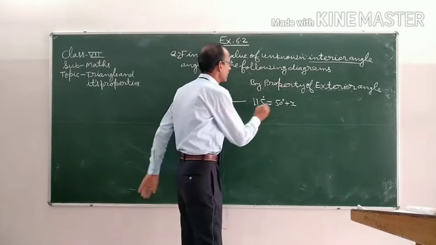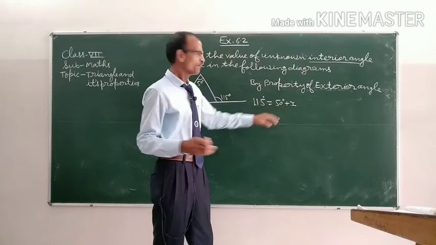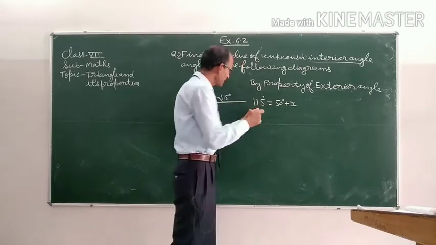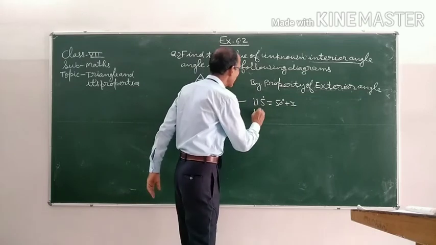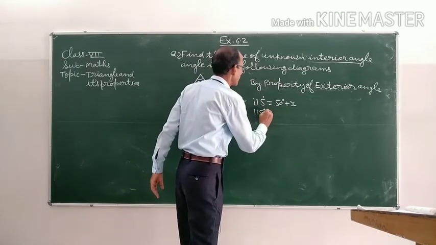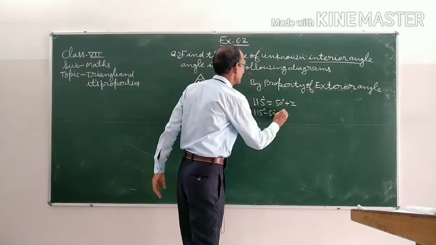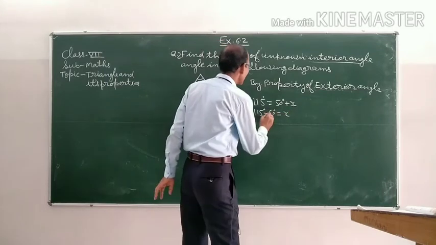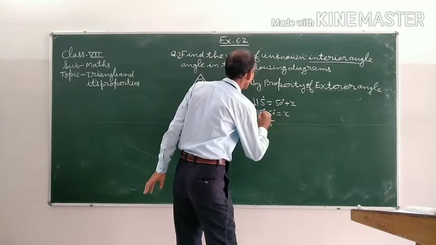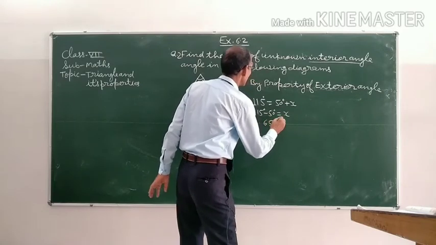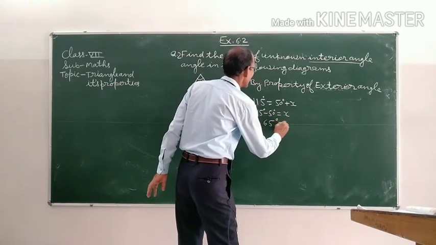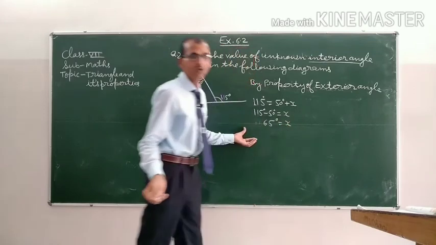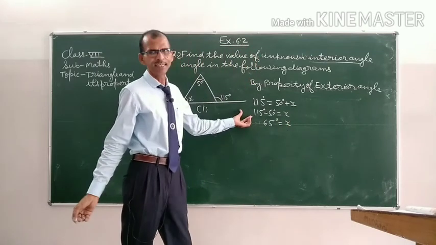Okay? Now transposing 50 degree को लेफ्ट हैंड साइड में ट्रांसपोज करेंगे. 115 डिग्री माइनस 50 डिग्री इज इक्वल टू x. ओके? सब्सट्रैक्टिंग दिस, we get 65 degree. Okay? Value of x is how much? 65 degree. Okay?